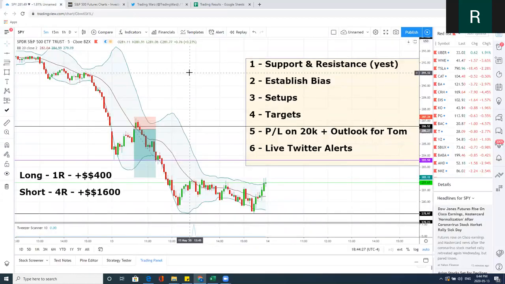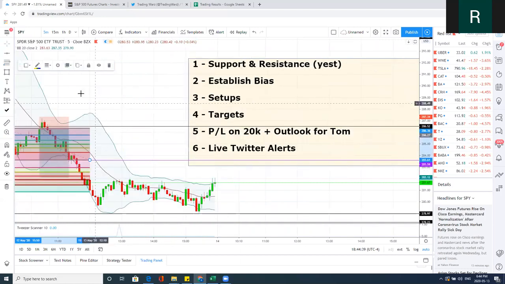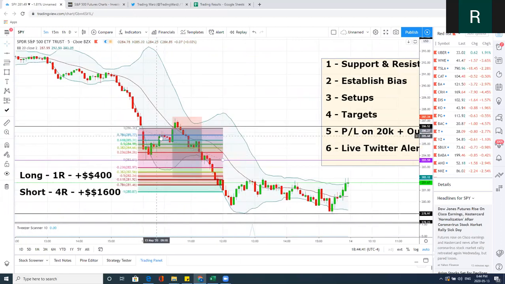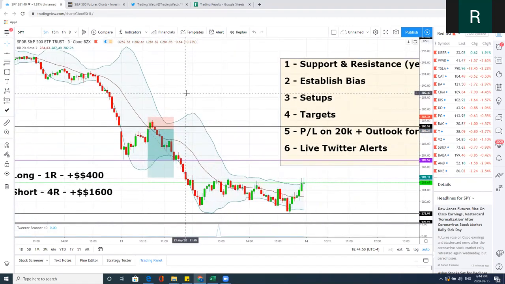And now how would we have executed that with the setups? So the first thing we see right off the open is this big push down. We take our fibs, we draw them up, and what do we get? We get a nice series of retracements back up to the 786 with a nice inverted hammer. And this is where my initial entry today, guys, was.